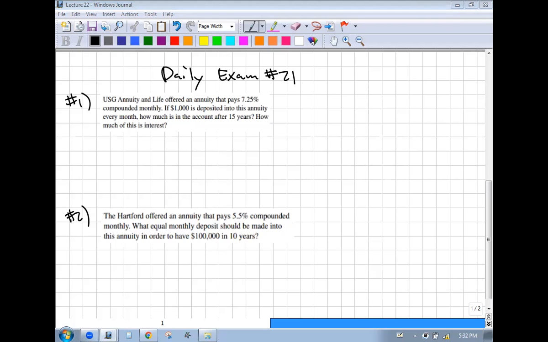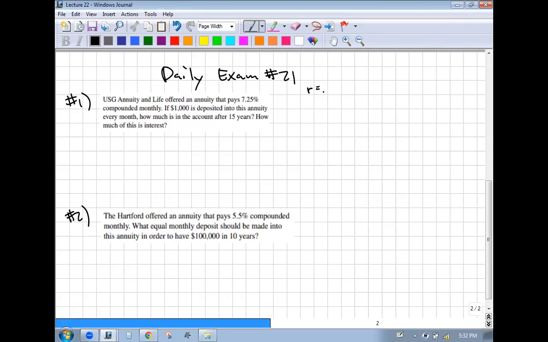All right, so here is last time's exam. The ASG annuity in life offered an annuity that pays, so let's see, R is 0.0725. So we're looking at an ordinary annuity, compounded monthly, so that means M is 12. $1,000 is deposited every month, so our payment is $1,000. How much is the account after 15 years?